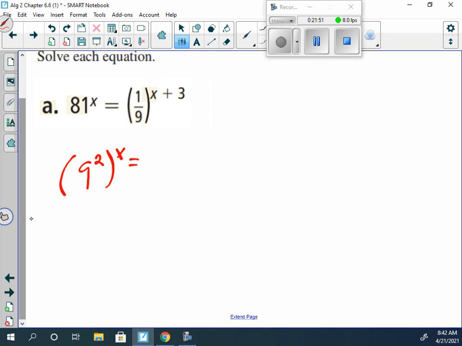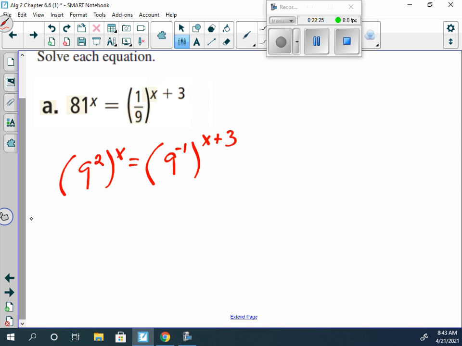So we can rewrite 81 as 9 squared. Now 1/9 we would rewrite as 9 to the negative 1, because we want to move it from the denominator to the numerator. Any questions on this so far?